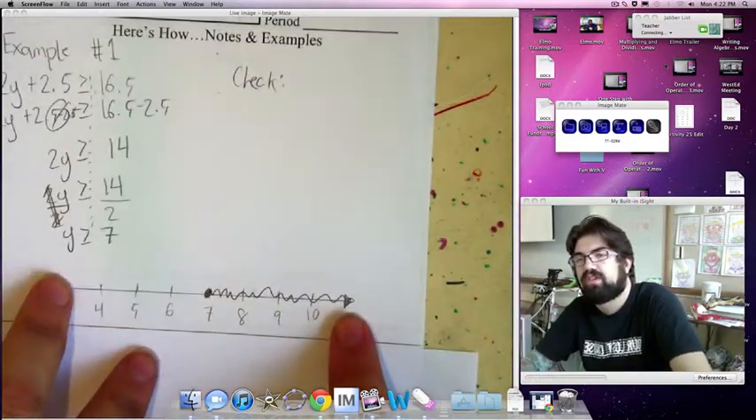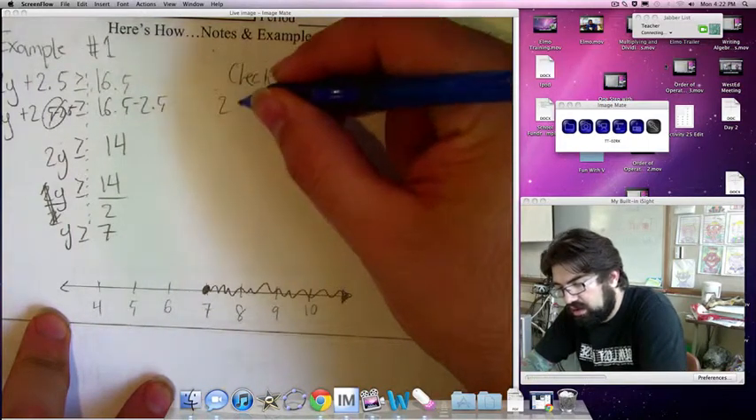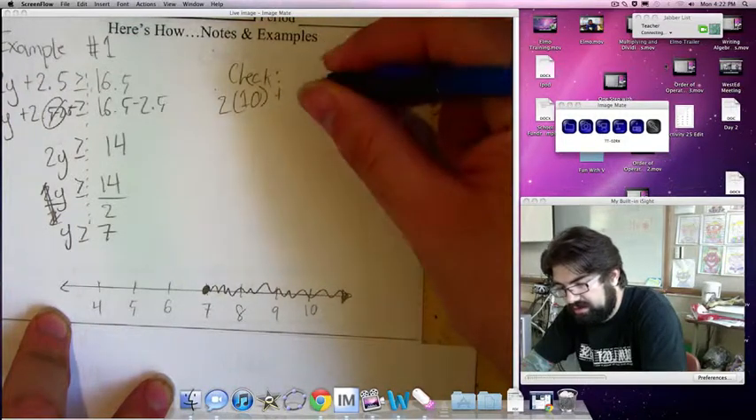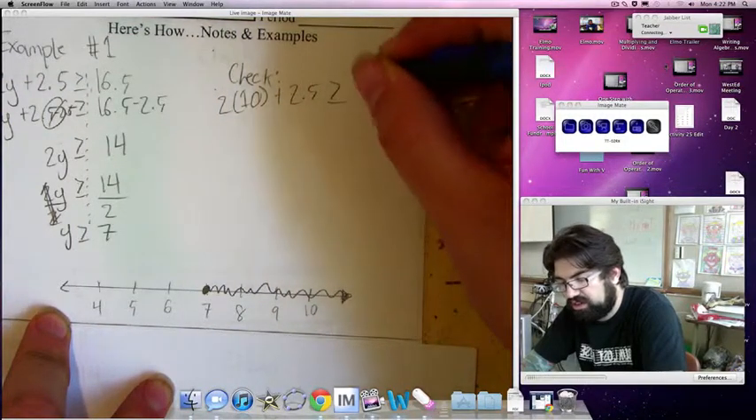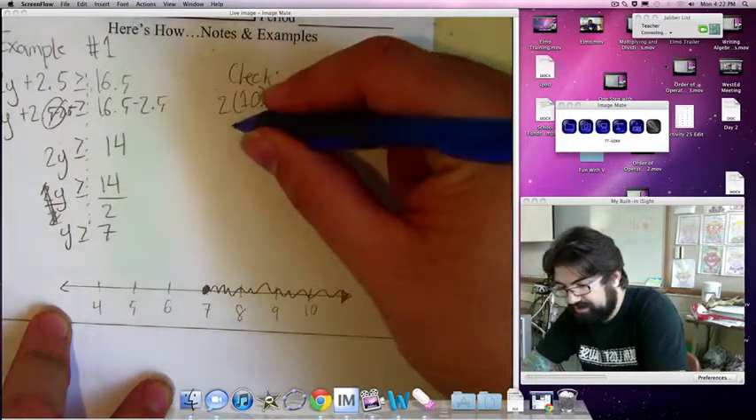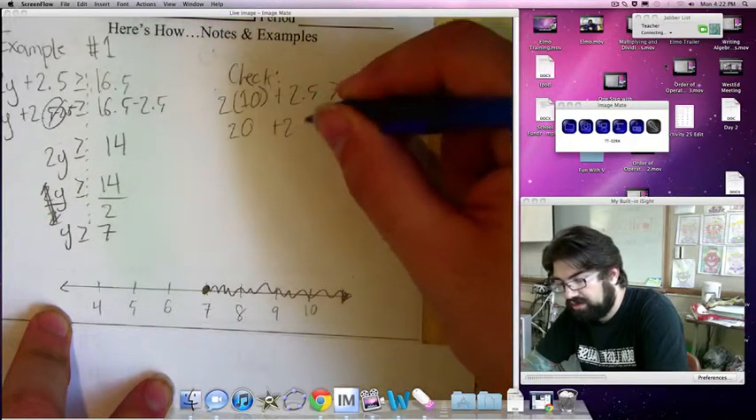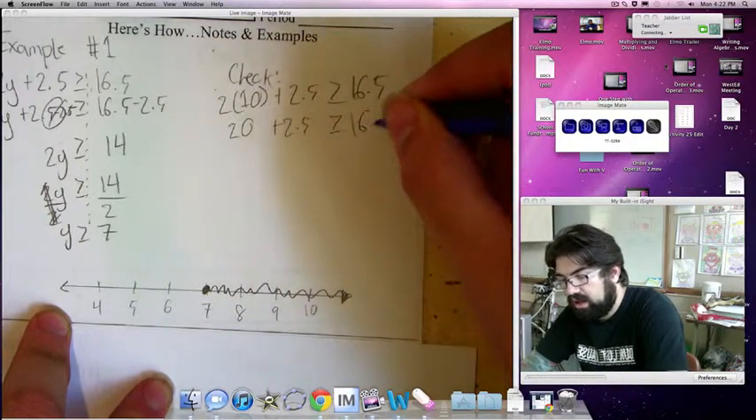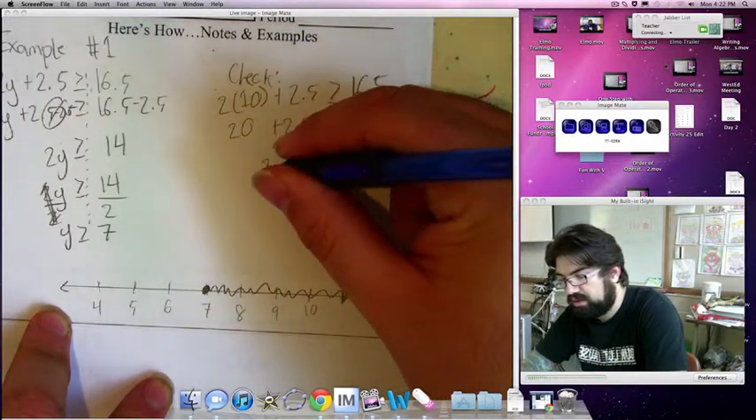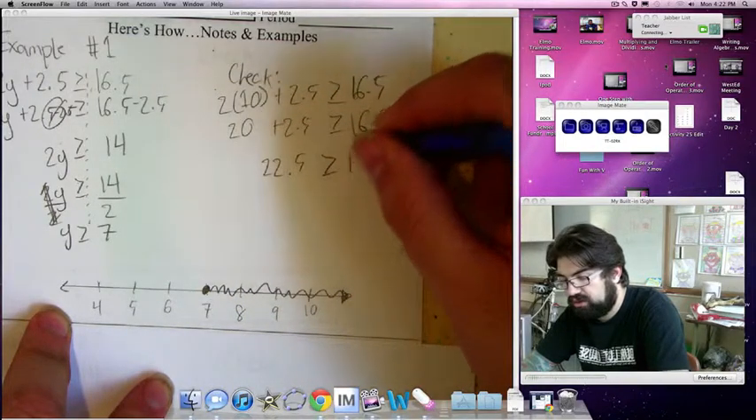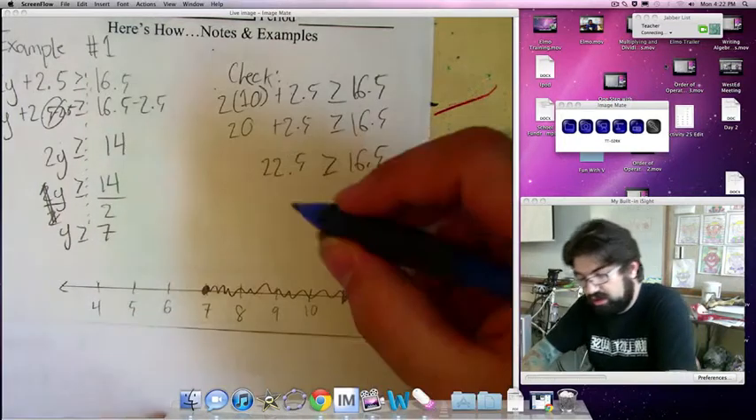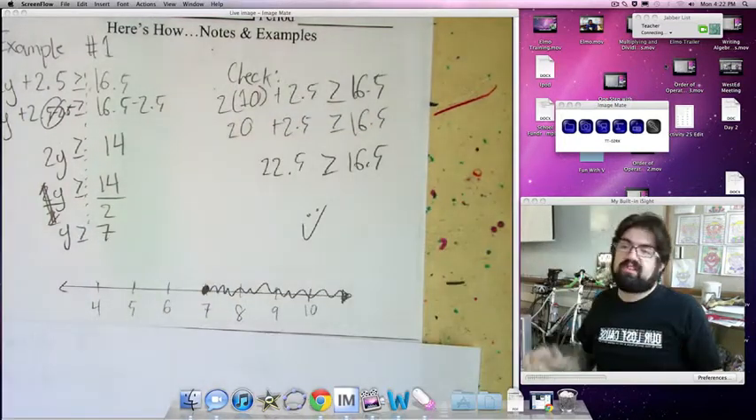Let's go with 10. So I'm going to check and see if 2 times 10 plus 2.5 is bigger than or equal to 16.5. Well, 2 times 10 is 20, plus 2.5. So 0.5, there's no decimal in the 20, so it's got to be 0.5. And 20 plus 2 is 22. That is definitely greater than or equal to 16.5. So our check works. Our graph looks good. Smiley face.